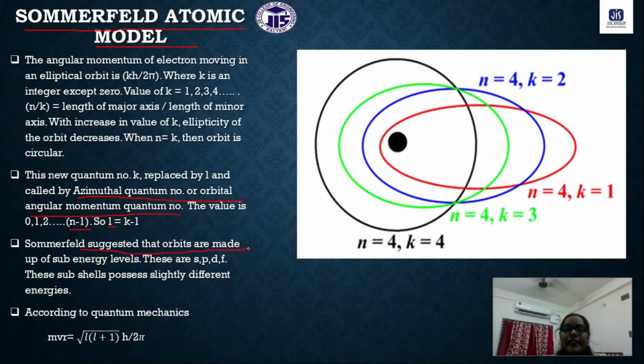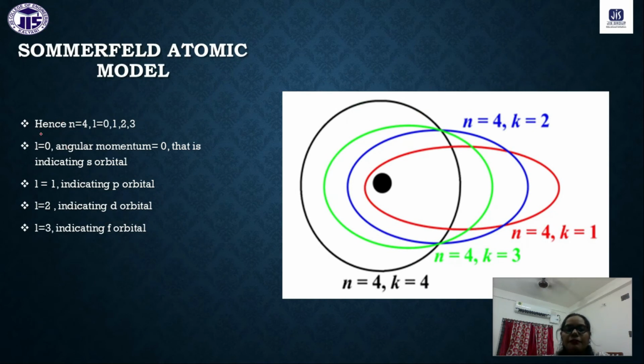Sommerfeld suggested that the orbits are made of some sub-energy levels, that is s, p, d, f. He has denoted them by s, p, d, f, which we will see. According to quantum mechanics, mvr equals root over l into l plus 1 times h by 2 pi. So this is the equation for the orbital angular momentum or azimuthal quantum number.